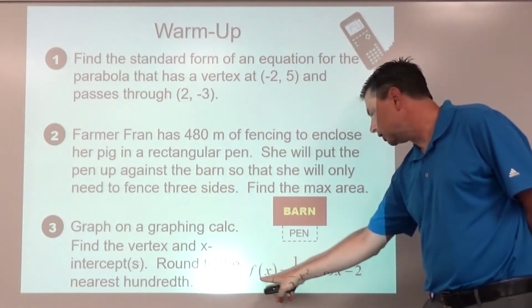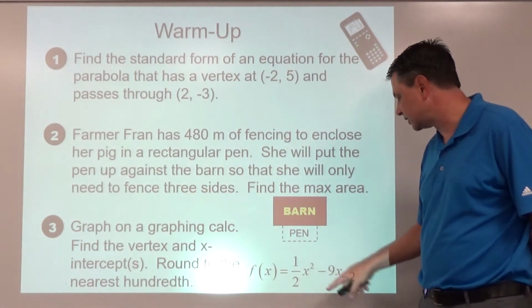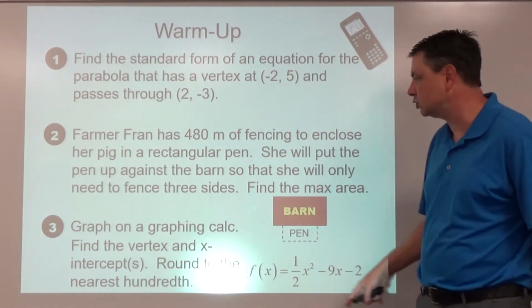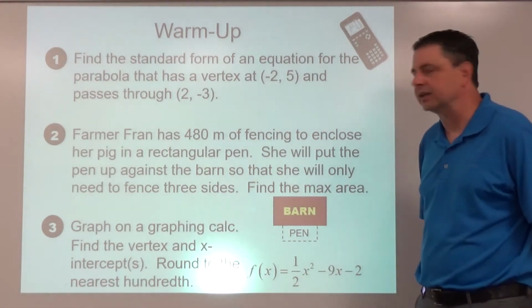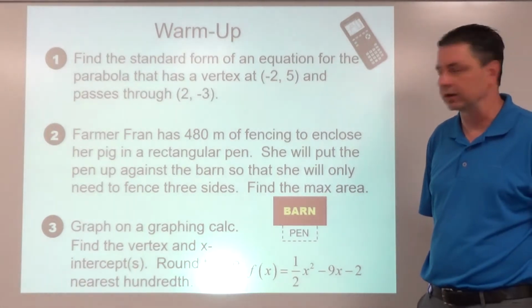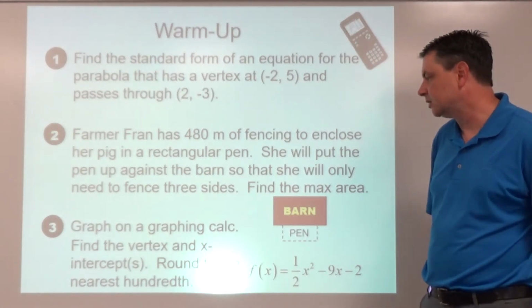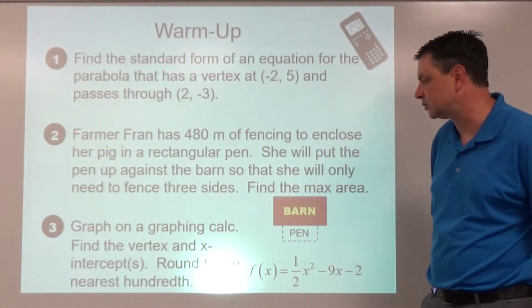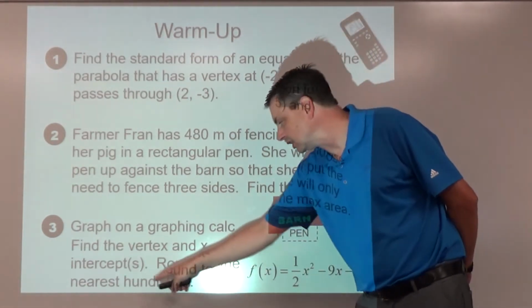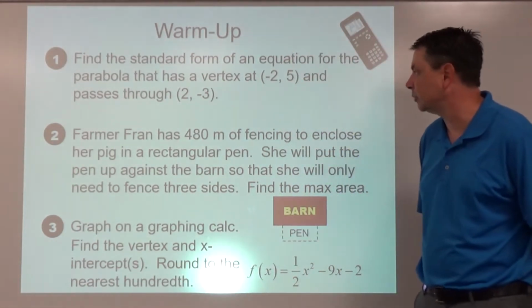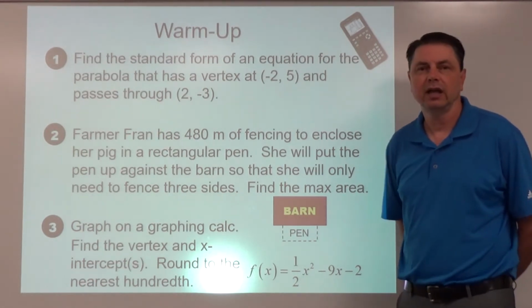And then take this function f of x equals 1/2 x squared minus 9x minus 2. Graph that on a graphing calculator or utility or Desmos and find the vertex and x-intercepts. Round everything to the nearest hundredth. Go ahead and pause the video here and work those out.